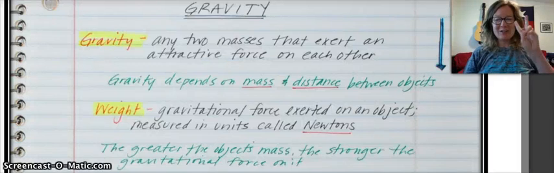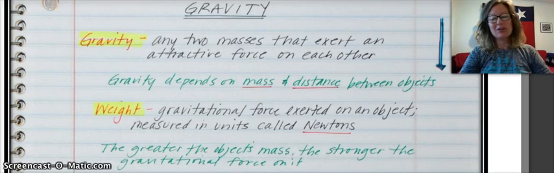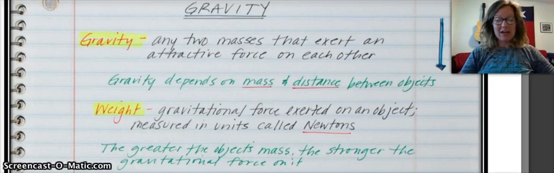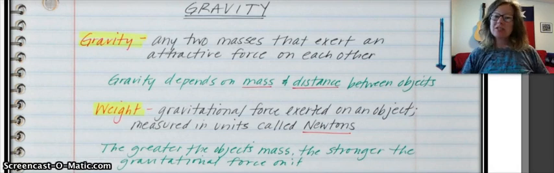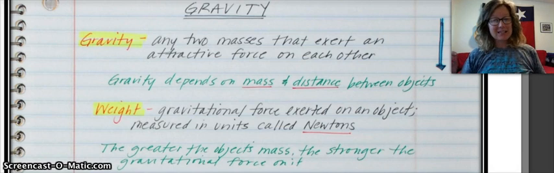All right, Unit 2, Video 5, the last of the force and motion unit. So we're talking about gravity and two different types of motion here. So with gravity, definition-wise, it's any two masses that exert an attractive force on each other. And gravity depends on mass and distance between objects.